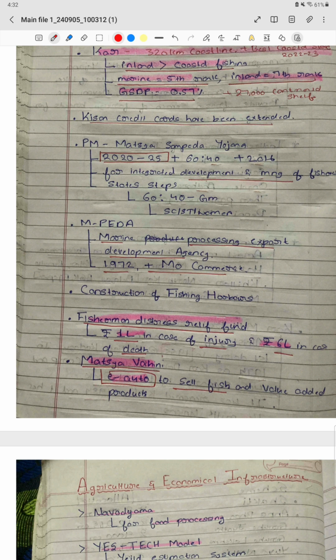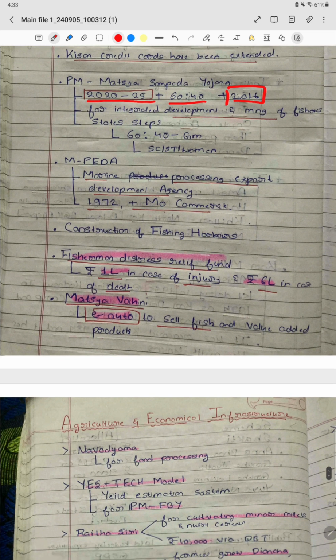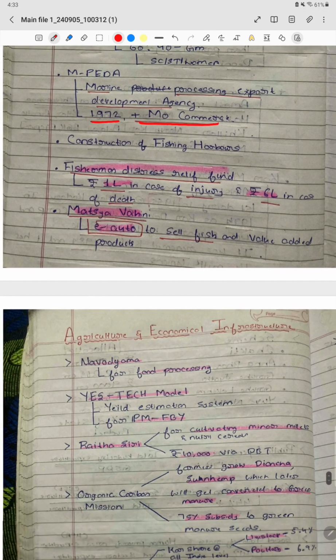We saw that basically this is for the development of the fishery sector by giving them processing and all. It is for the time frame of 2022 to 2025, with 60 to 40 percent funding, and it was started in 2016. Then we have MPEDA. This is basically the Marine Products Export Development Authority, which was started in the year 1972 under the Ministry of Commerce, that mainly promotes the export of marine products.